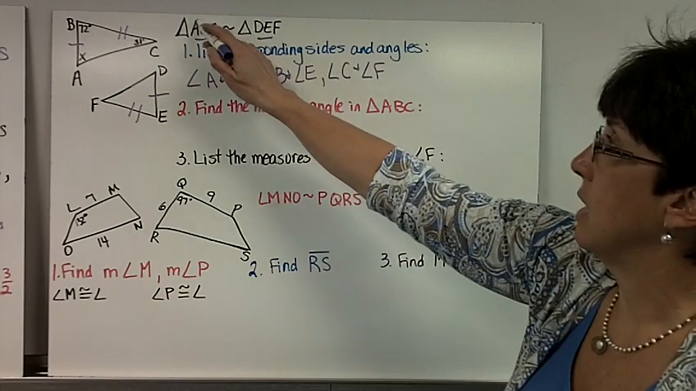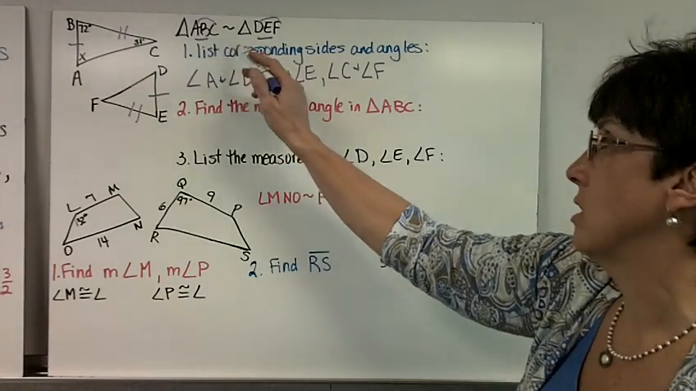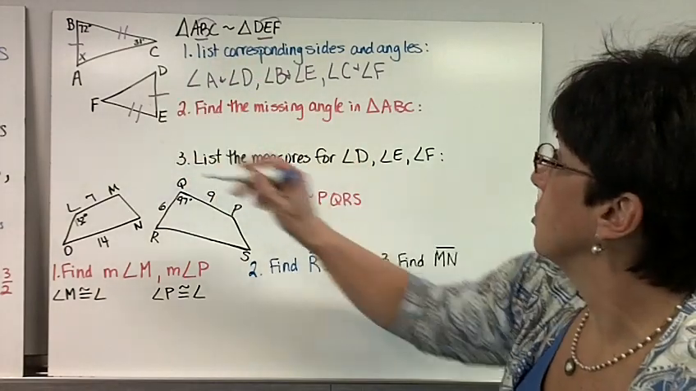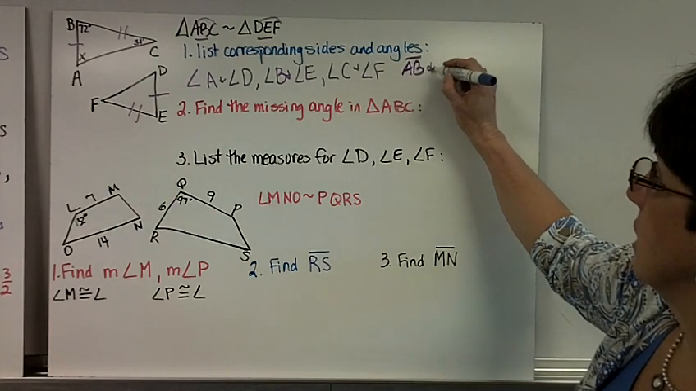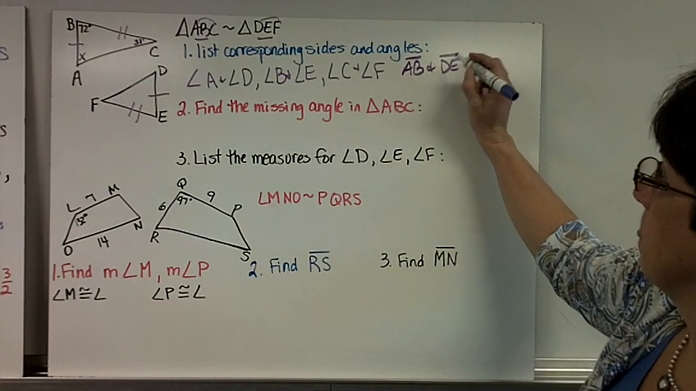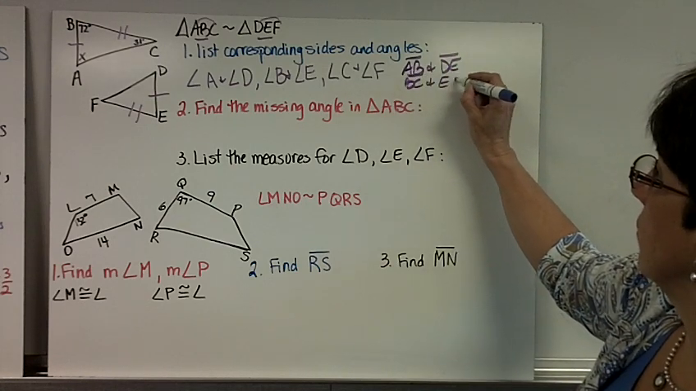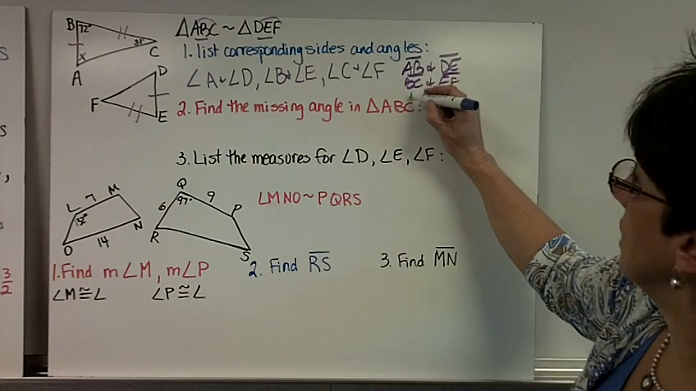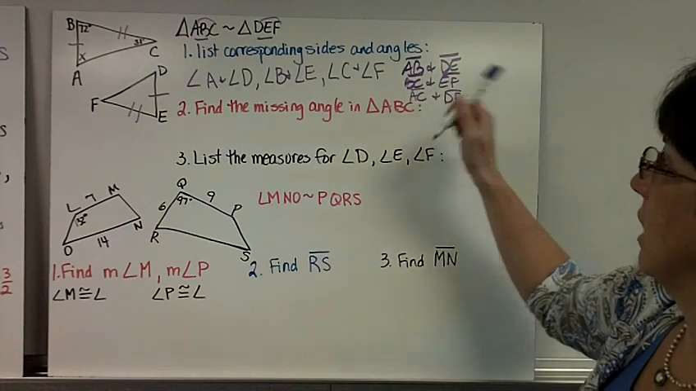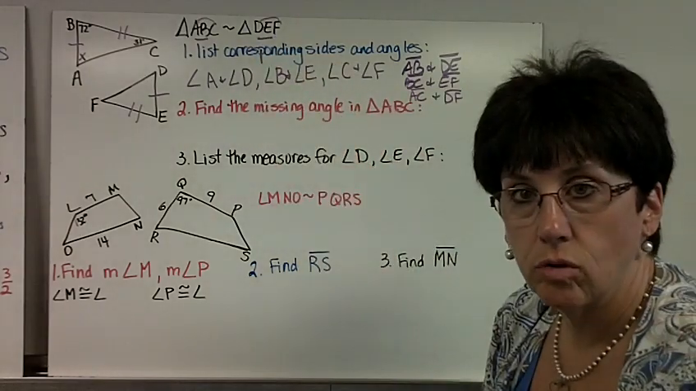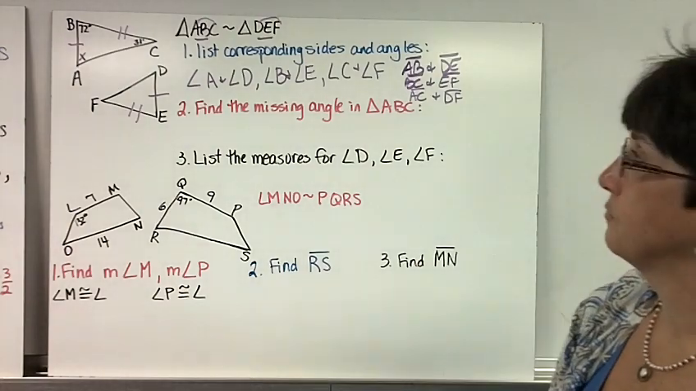And then the last one's AC goes with DF. So we just kind of group them in twos: the first two, the last two, and then the first and last. So I can write that by saying AB, line segment, and DE, BC and EF, and then AC and DF. Okay, and I did that all from looking at the little code that I'm given. I didn't even bother looking at the triangles because those are confusing sometimes.